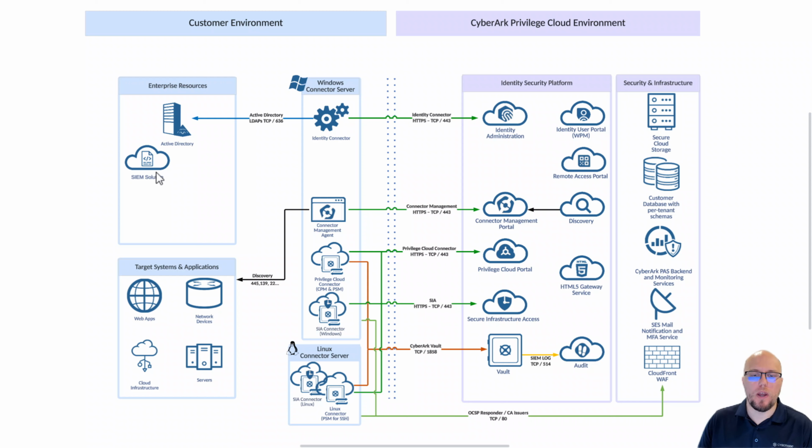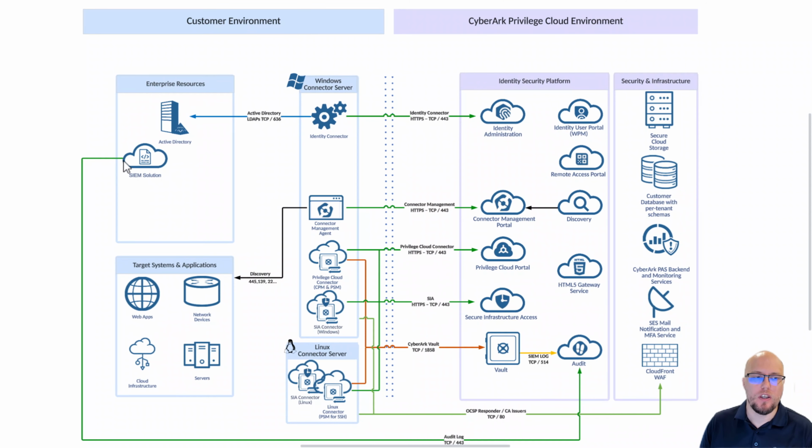The most modern way of getting the audit logs from CyberArk to your SIEM platform is using the API. So your SIEM platform will make a connection to the audit service and retrieve the audit logs and bring them back to your SIEM solution.